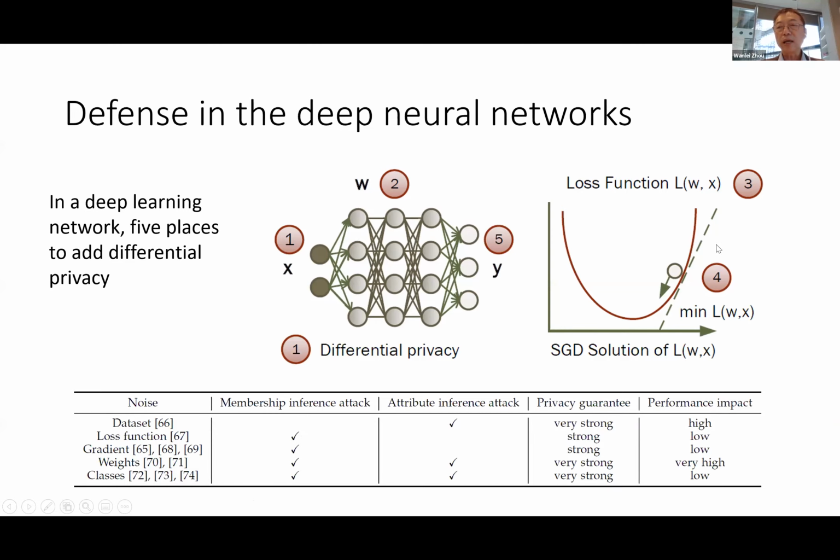And then you see that you can achieve a membership inference attack guarantee, and you can also put it in the weights, and in the classes. If you put it in classes and weights, you can achieve defense against both types of attacks, but there is some impact to the performance, of course. It's quite interesting. There are lots of papers on the topic of defense against those different attacks in deep neural networks.